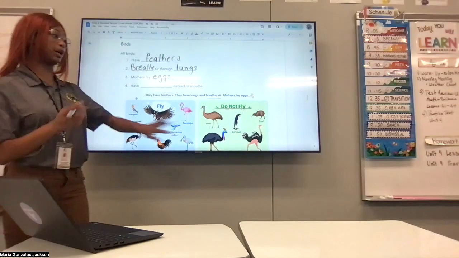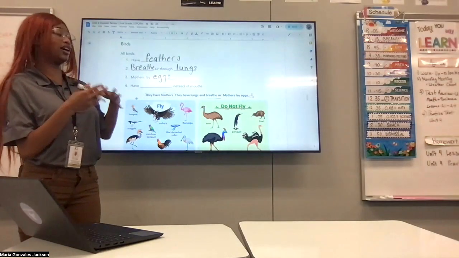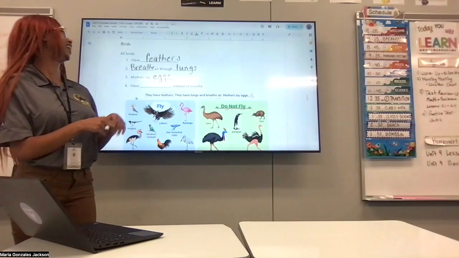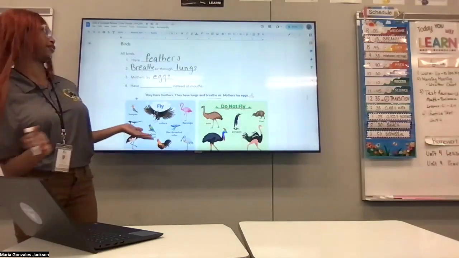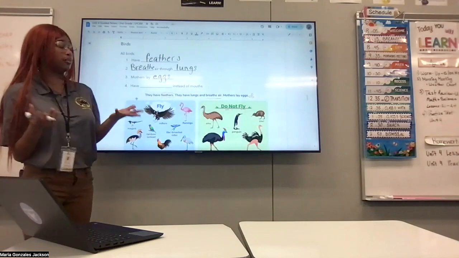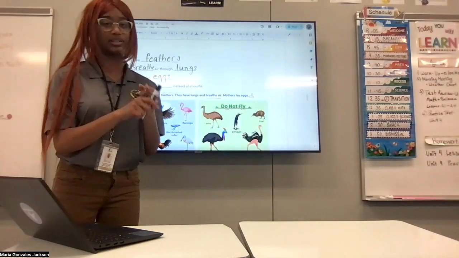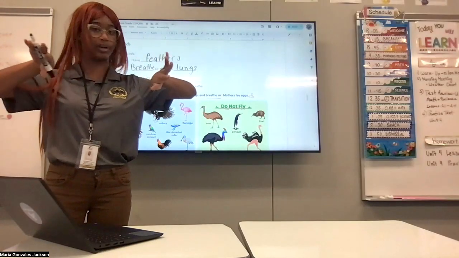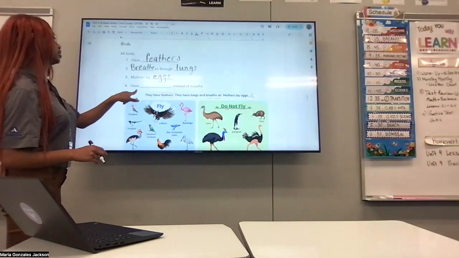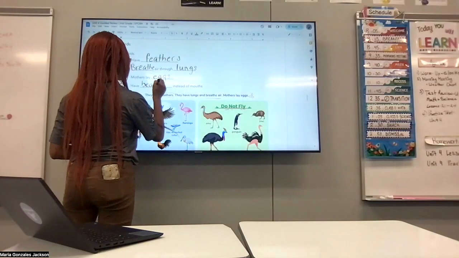Birds and mammals have more things that are different than they do alike. So they're separate because not all mammals have feathers, right? None of them have feathers. Not all mammals lay eggs, only two, right? The echidna and the platypus. So we need to be careful. Remember that birds and mammals are completely separate. They're not the same. Lastly, birds have beaks instead of mouths, correct? They have beaks instead of mouths.